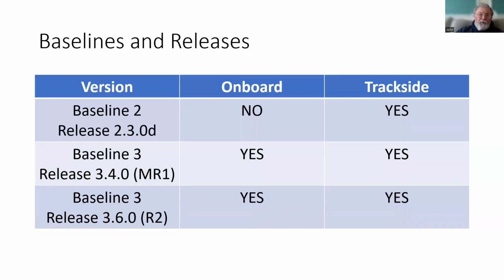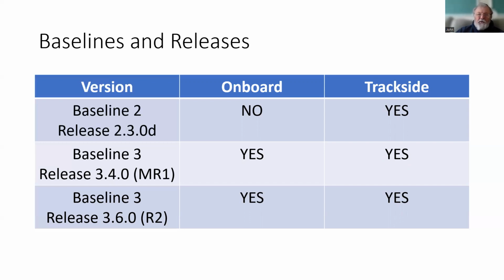If you are purchasing and implementing a new train, then you cannot use baseline 2. It has to be a baseline 3. And ideally, you would use baseline 3 release 2, the latest set of specifications, because that includes the best error corrections and the extra facilities that may be needed for the operation of the train.